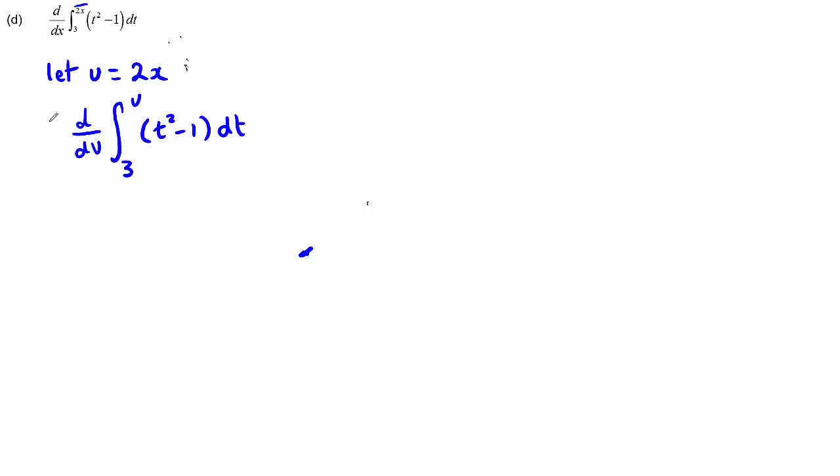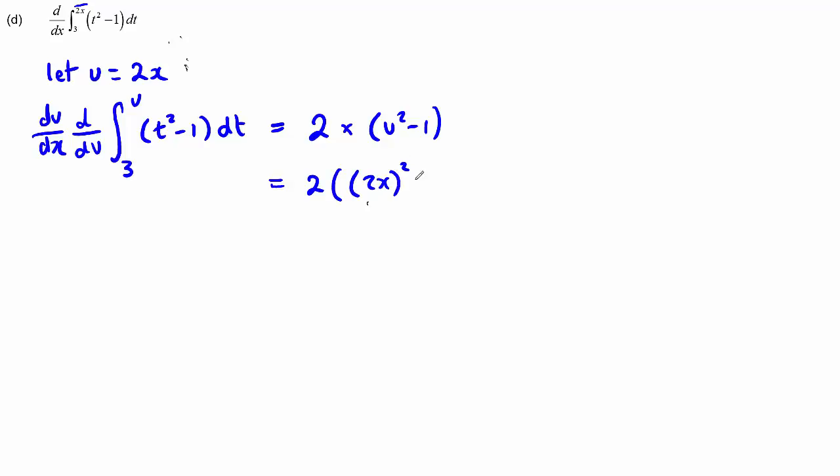But to have this as d du, using the chain rule, we have to have du dx here. So du dx is 2, and then because of the reverse relationship between differentiation and integration, this will just be u squared take away 1. But of course u is 2x, so it's going to be twice (2x squared take 1), which is twice (4x squared minus 1).